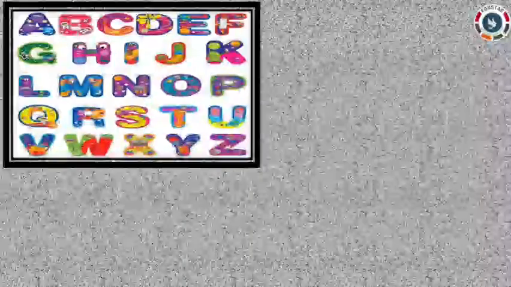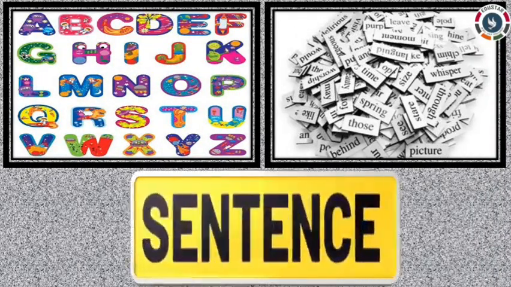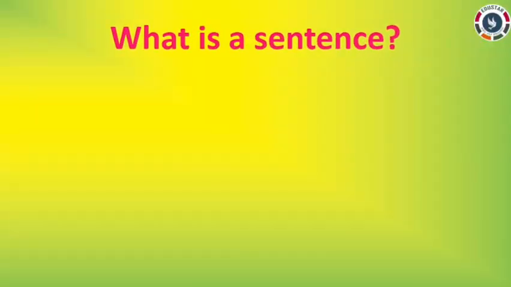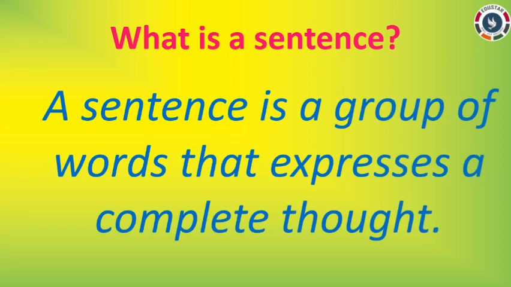We know that with the help of letters, we make words. And with a group of words, we make a sentence. Now tell me, what is a sentence? A sentence is a group of words that expresses a complete thought. In other words, a sentence is a group of words and it has 3 important characteristics.